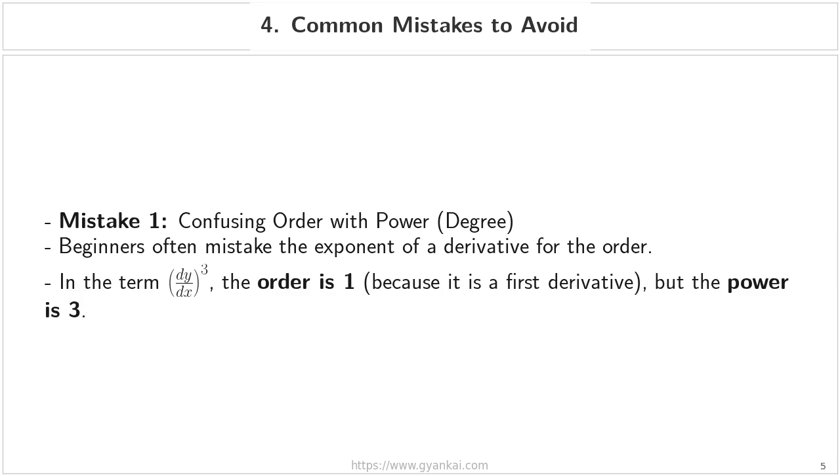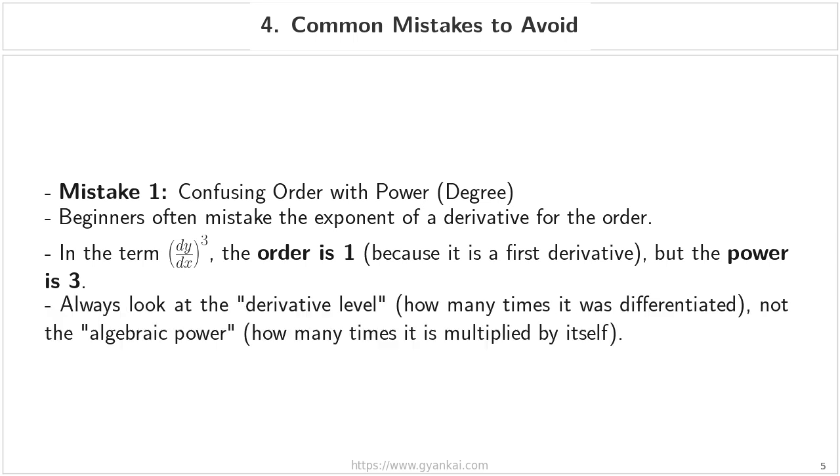For instance, let's look at the term dy/dx, all raised to the power of 3. In this case, the order is actually just 1 because we are only looking at the first derivative. The number 3 is simply the algebraic power, or how many times that derivative is multiplied by itself. When you are scanning an equation, I want you to always focus on the derivative level. That is, how many times the variable has been differentiated, rather than the algebraic power.